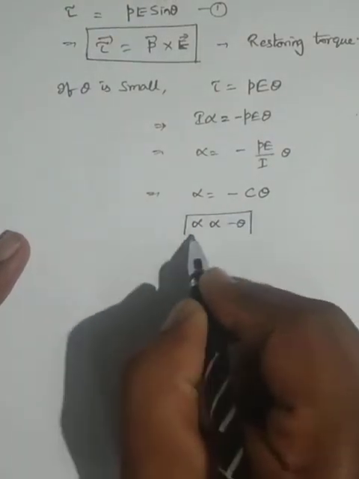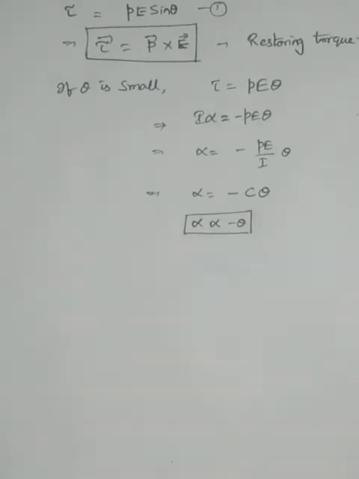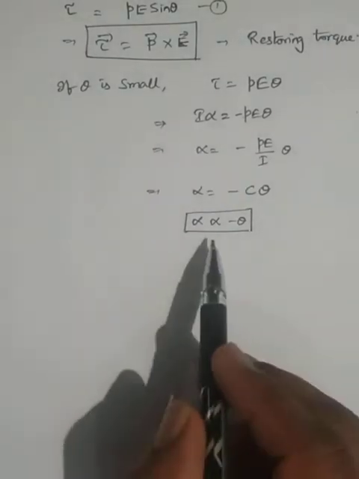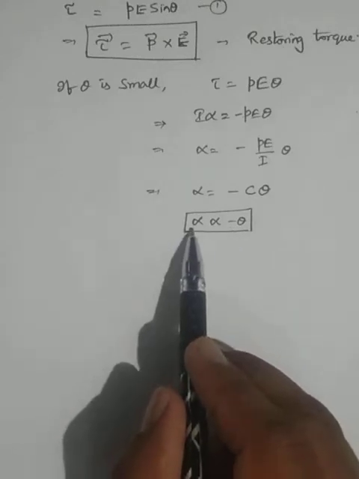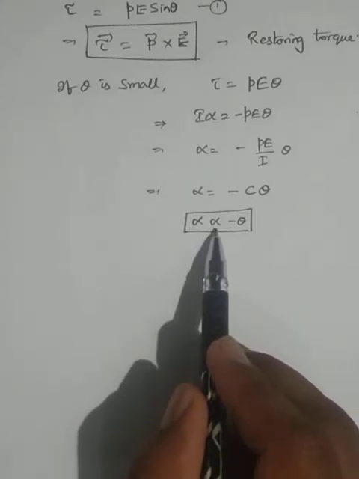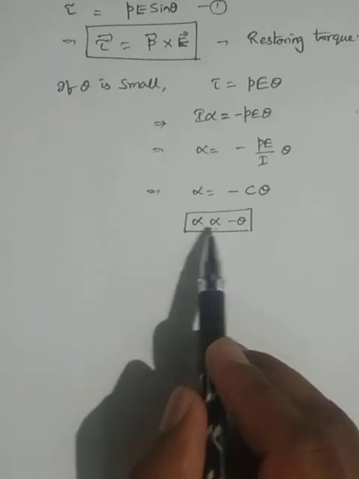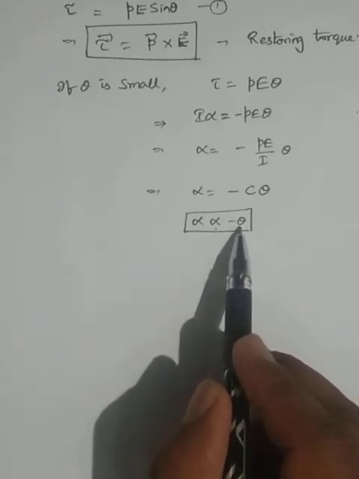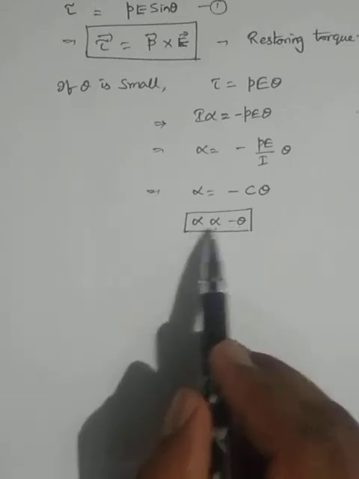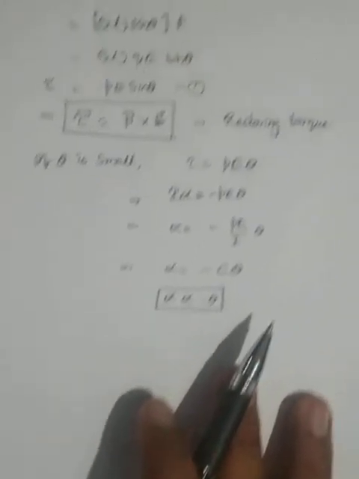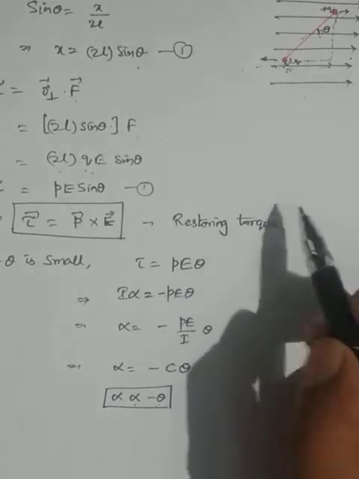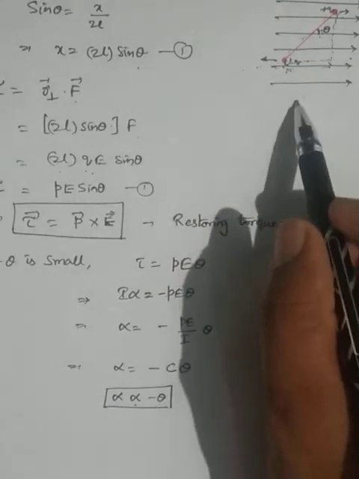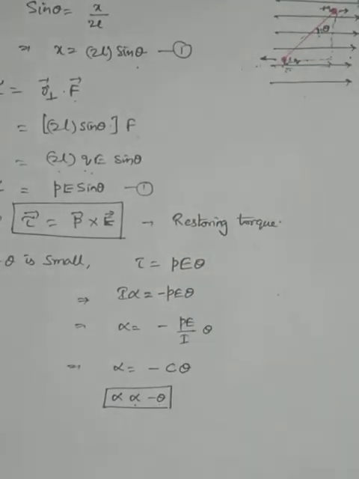So be careful, here I am taking alpha and proportionality both are equal. This is the angular acceleration, this is the proportionality meaning. So alpha is directly proportional to minus theta, right? Which implies that the dipole is exhibiting angular SHM. So for angular SHM we can find the time period of the oscillation.